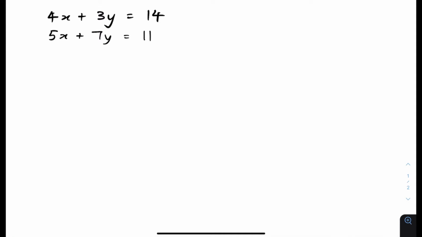Okay, so let's take a look at this problem right here. It says 4x plus 3y equals 14 and 5x plus 7y equals 11. So we need to find the value of x and the value of y that make these two equations both true. However, it's not going to be so simple because if we find one variable, it may not yield the correct value with the other variable. We could find x fine, but the y value may not make the equations true.